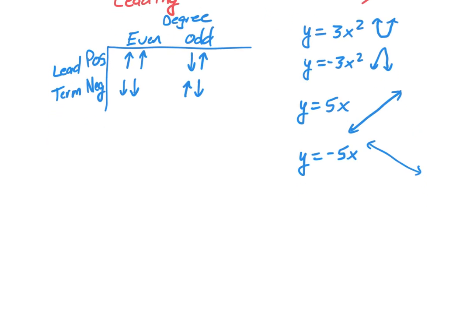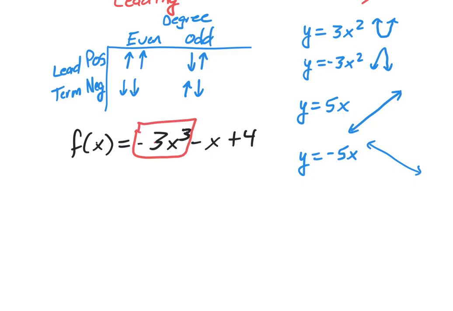So if I gave you a function, if I said f of x equals negative 3x cubed minus x plus 4. First of all, the reason we call it the leading term test is the only thing that we look at is the leading term. We don't care about anything else, okay? You might have this big old long polynomial, but all we care about is the leading term. The leading term tells us what this graph is going to look like as far as the end behavior is concerned.